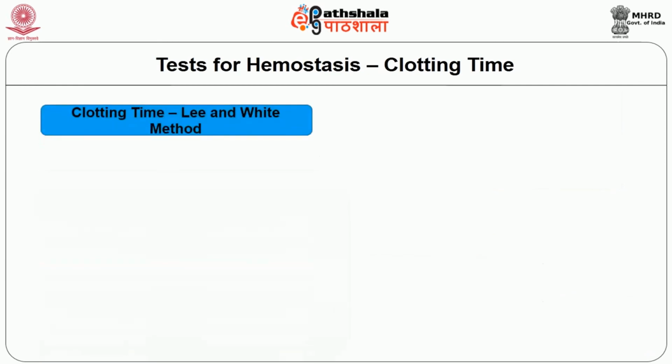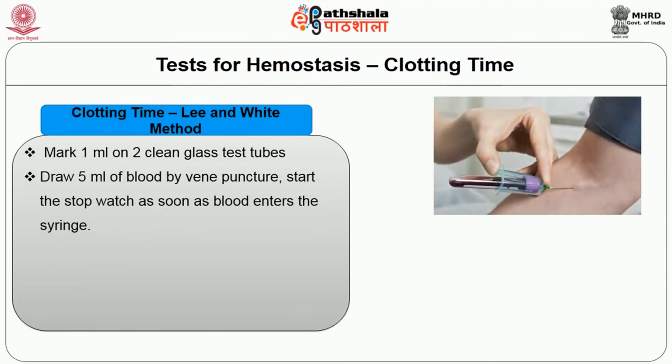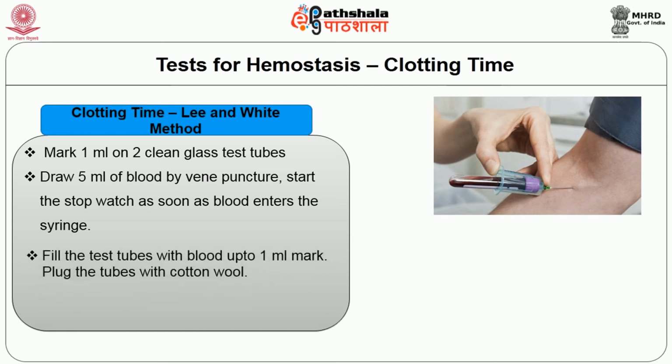Clotting time can also be done by another method called the Lee and White method. Here, you take 2 clean glass test tubes and mark 1 ml on them. Draw 5 ml of blood by vein puncture. Start the stopwatch as soon as the blood starts entering the syringe. Fill the test tubes with the blood up to the 1 ml mark. Now, plug the test tubes with cotton wool. Place the test tubes in the water bath at 37 degrees centigrade.